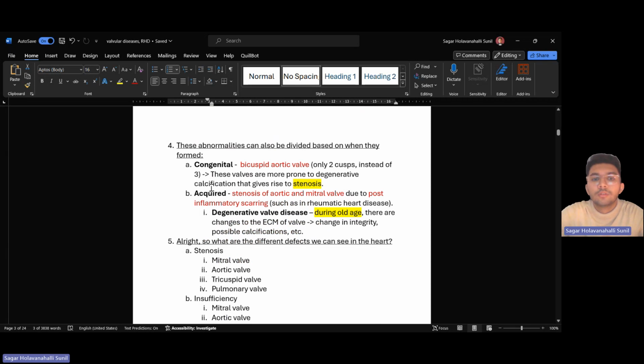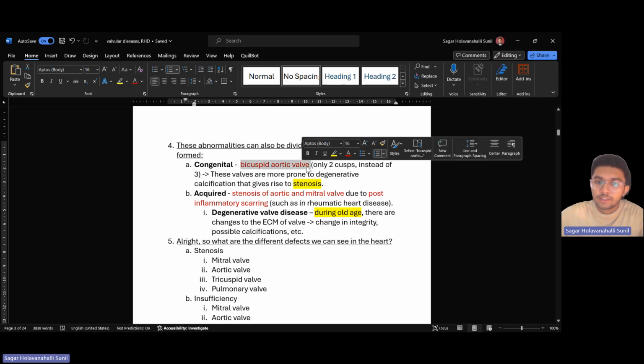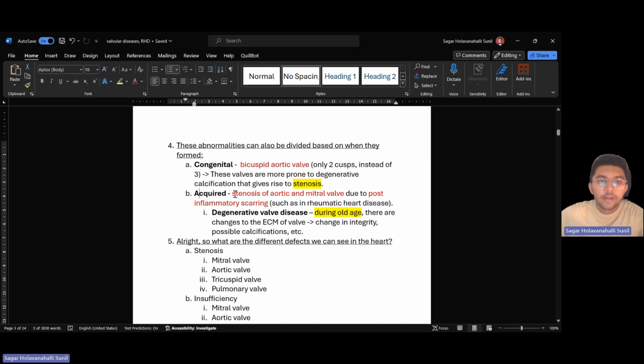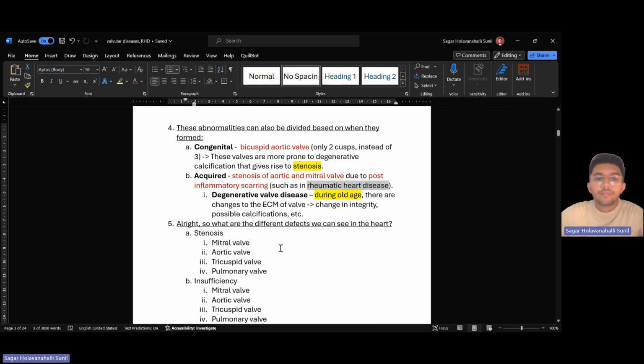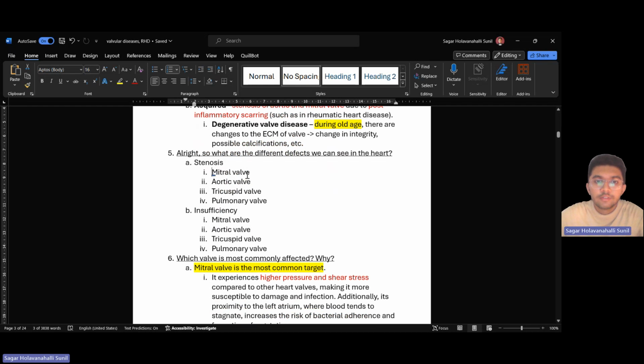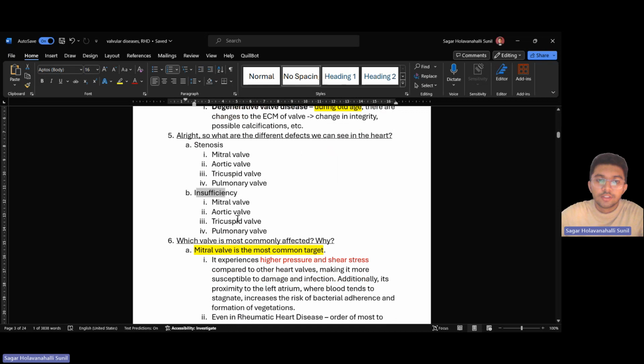Now, if you want to understand further about the etiology of valvular defects, you could divide it into congenital and acquired. A congenital example is the bicuspid aortic valve that I spoke about. Acquired could be due to, for example, any sort of inflammatory disease. It could also be because of aging. There can be degeneration of the valve, and it could become fibrosed, and it could become calcified as well. Now, for each of these valves, mitral, aortic, tricuspid, and pulmonary, you can see stenosis and insufficiency.